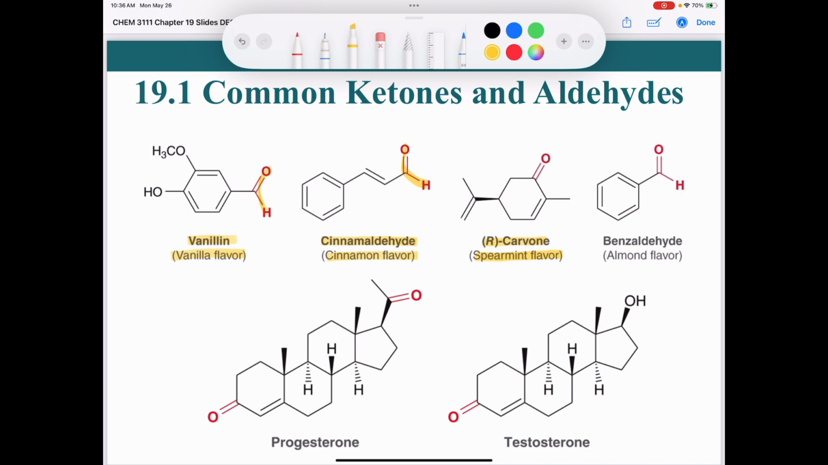And then almond flavor comes from benzaldehyde. So we see aldehydes and ketones in all these interesting flavors and odors here. And they're also found in these sex hormones, progesterone and testosterone. You can see there's a carbonyl, there's a ketone in both of these, and progesterone actually has 2.